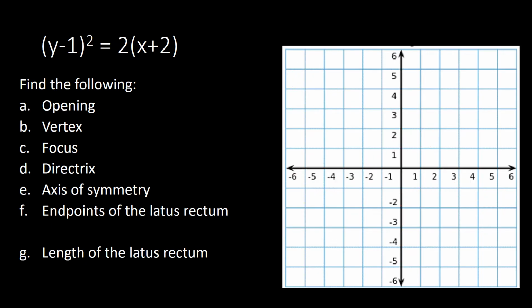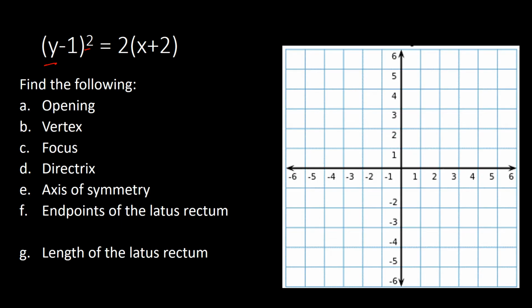Let's go to another example here. We have (y - 1) squared equal to 2 times (x + 2). From this example, we are to start with opening. Opening for this one, since our squared variable here is y, we have a square here, so y should be our basis for the orientation of the parabola.